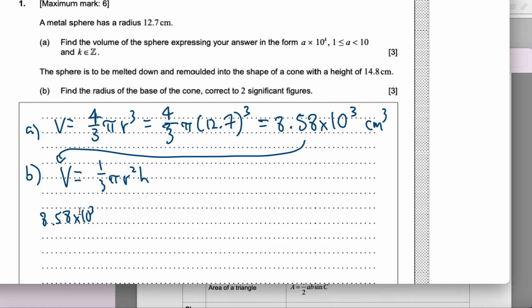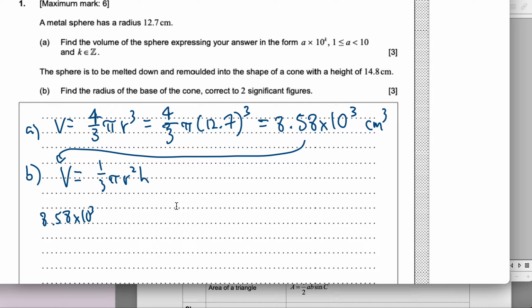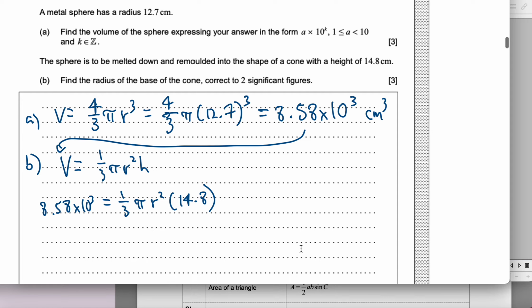That's a little tedious to work with actually. It's asking to 2 correct significant figures. So maybe it's easier to use the other number. Okay, but for now, I'll leave that as is. Equals 1/3 pi r squared. And the height is 14.8. Okay, so at this stage, you just need to solve for r.